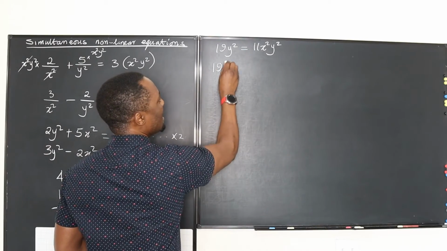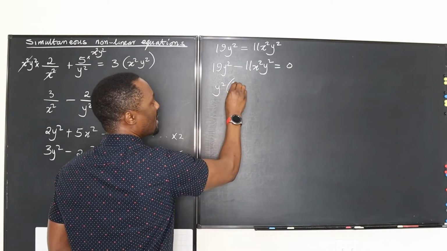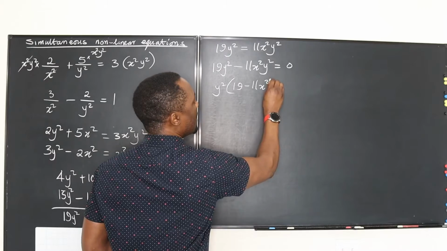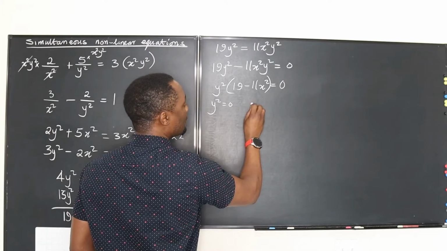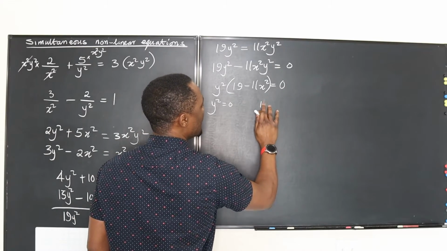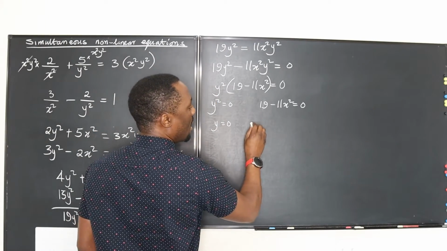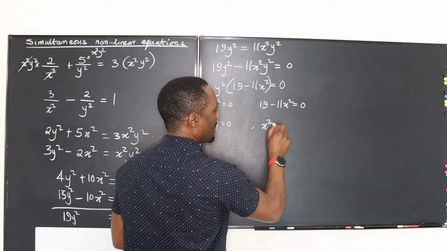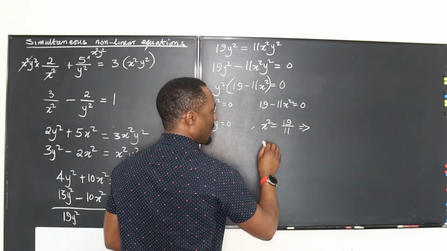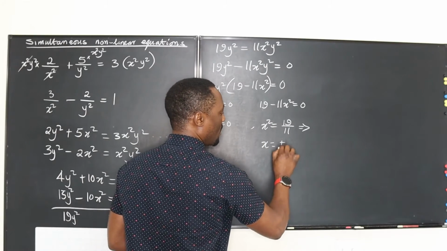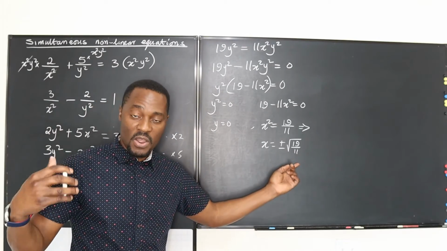Rewrite it this way: 19y squared minus 11x squared y squared equals 0. Factor out the y squared, and 19 minus 11x squared will now be equal to 0. So you have two expressions: y squared equals 0, or 19 minus 11x squared equals 0. If you solve this, you end up with x squared equals 19 over 11, which implies that x equals plus or minus the square root of 19 over 11. This is the same answer we got from the other method.